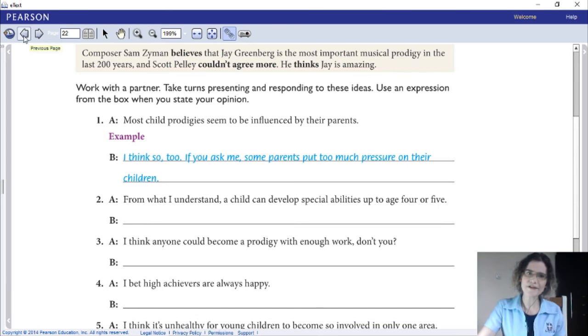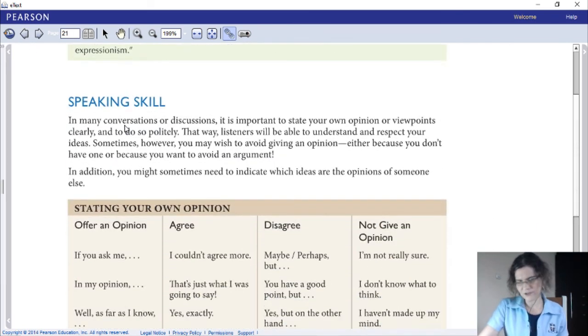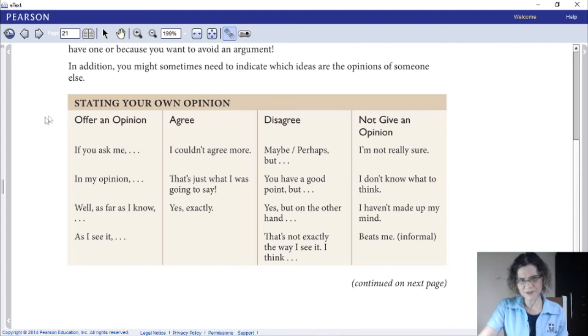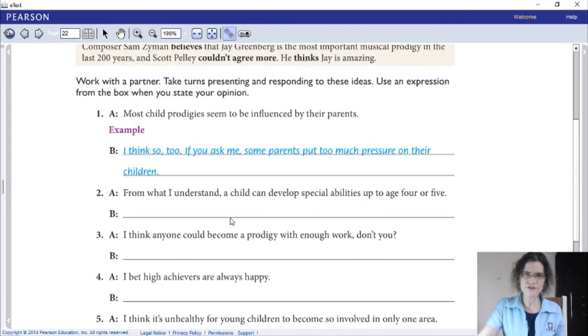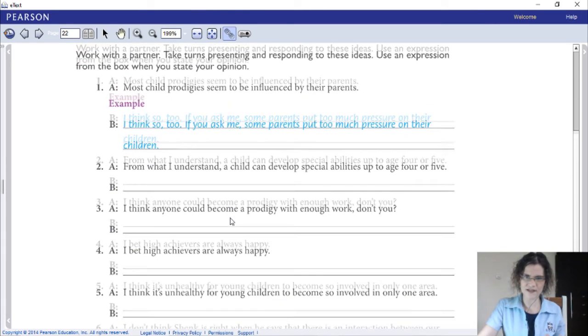So the whole point is that you look back to this box, this table, and whether you offer an opinion, agree, disagree, or do not want to give an opinion, I'd like you to use these example phrases in order to respond to these statements and ideas.